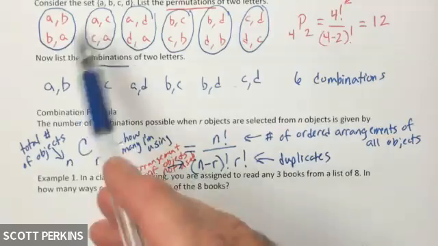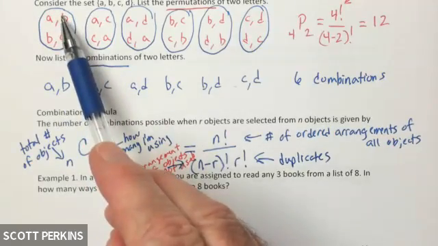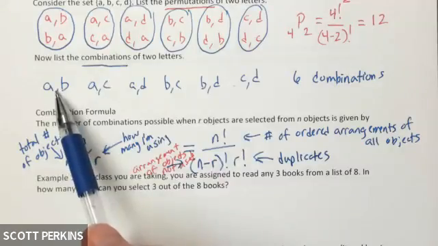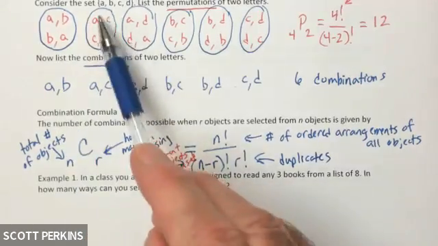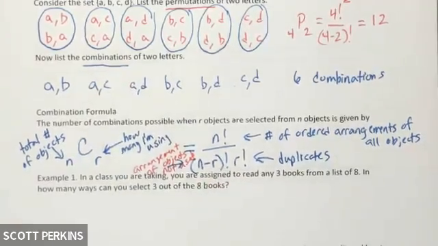So by dividing by that, I'm saying, okay, AB and BA, those are the same thing. It's just a group that has A and B. And AC and CA, that's just a group that has the letters A and C. And so order does not matter.